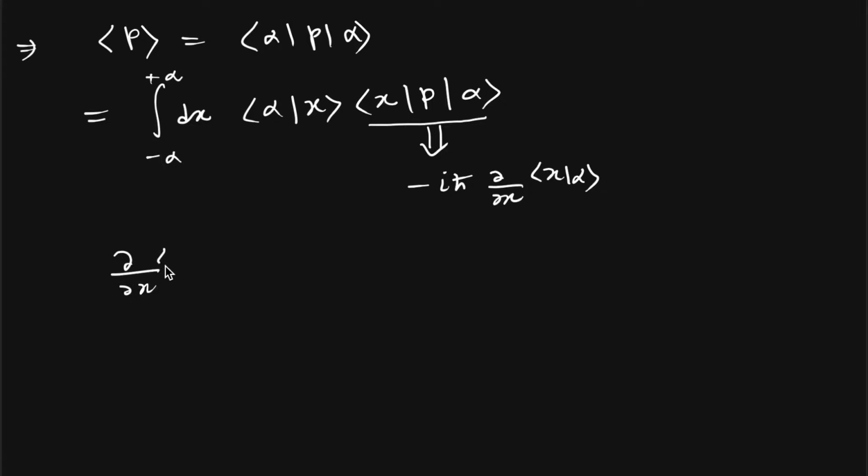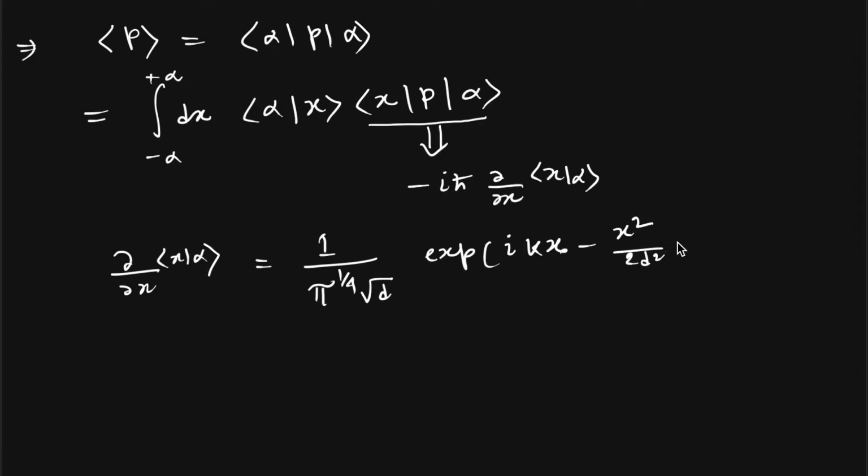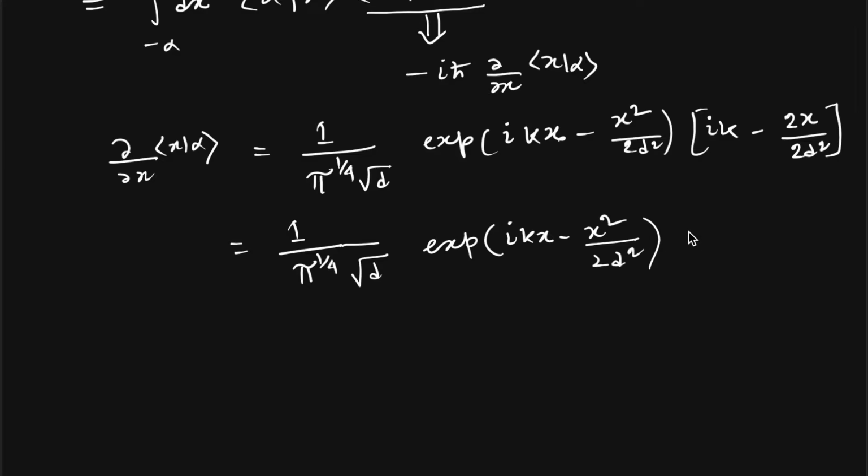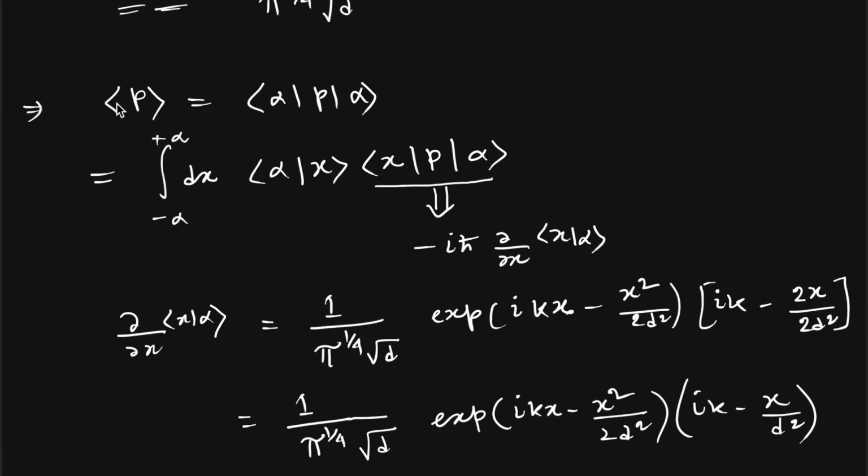What is the value of del by del x of <x|alpha>? It will be 1 by pi to the power 1/4 root d, exponential i k x minus x square by 2 d square into i k minus 2x by 2d square, which will be 1 by pi to the power 1/4 root d, exponential i k x minus x square by 2d square into i k minus x by d square. So now calculate this expectation value of p.